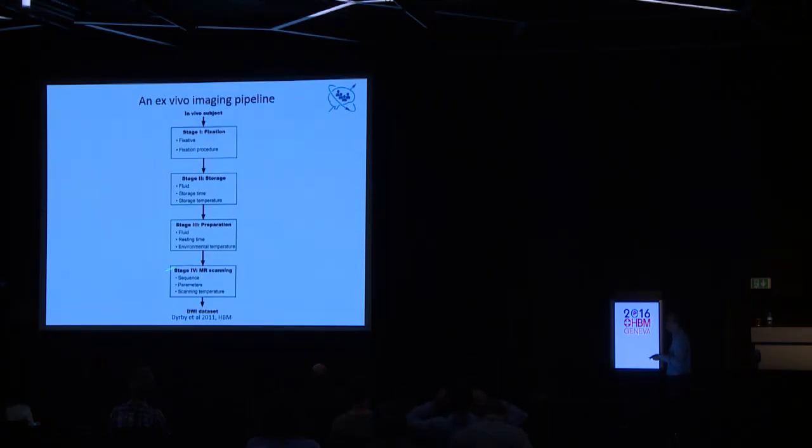Then the last stage is when we acquire the data set, the scanning. Here we need to choose a sequence. The parameters need to be adapted. And also we have scanning temperature to handle. And in the end, we will have a high quality diffusion-weighted imaging data set that is much nicer and crisper than what we can see in vivo. So let's go through the different stages in this pipeline.